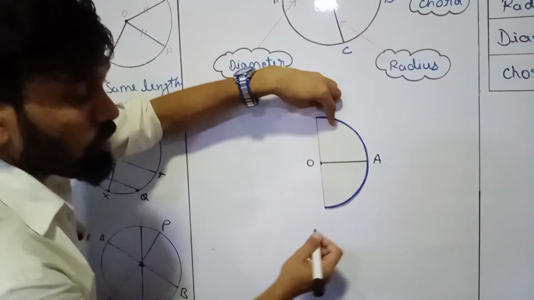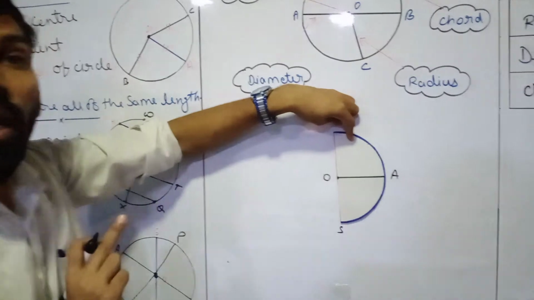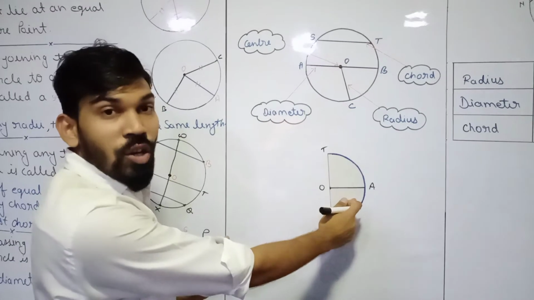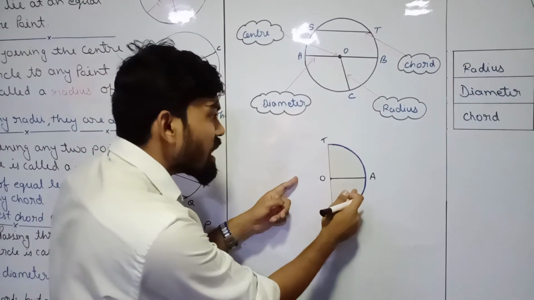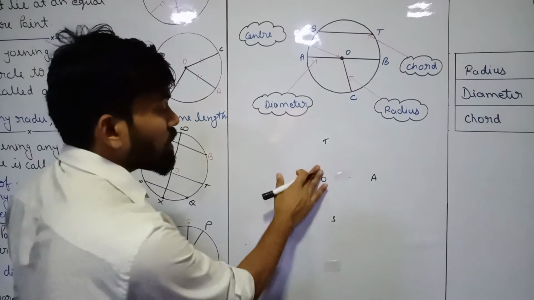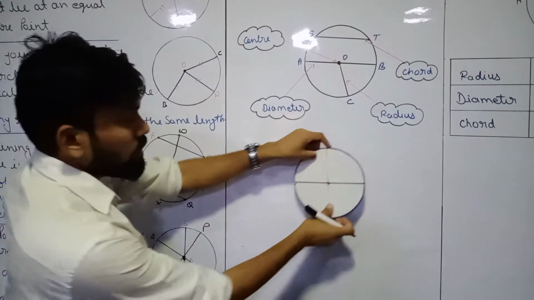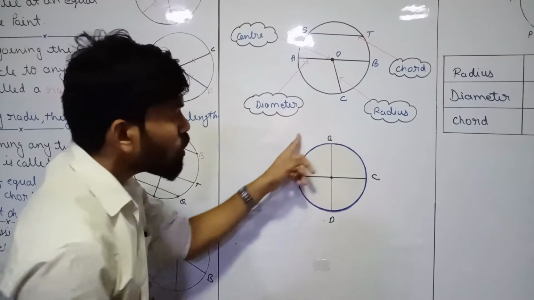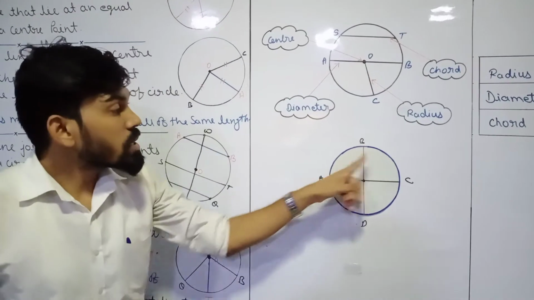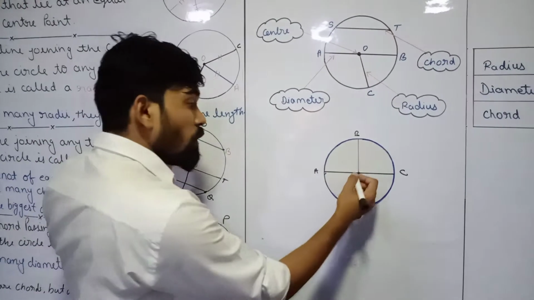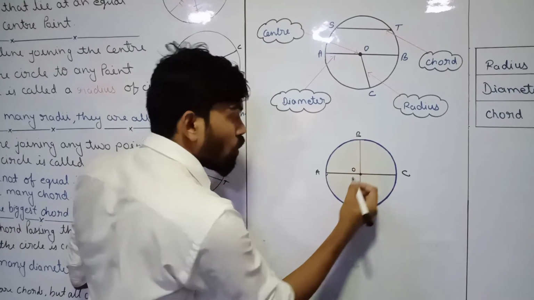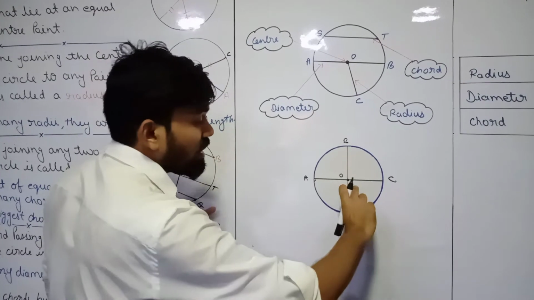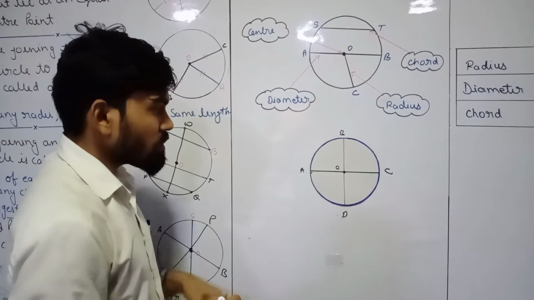Here we have one more point S, so OS is also a radius of the circle. Suppose here I have T, so OT is also a radius of the circle. So this way, whatever points we have on the circle, like A, B, C, D, these 4 points, and if we have the center named O, then OA is a radius, OB is a radius, OC is a radius, and OD is a radius.